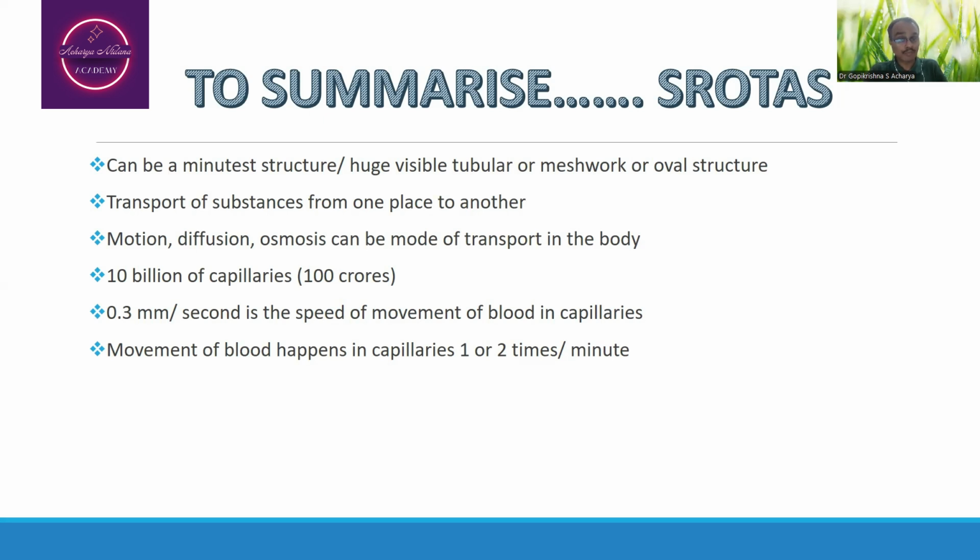So the human body is composed of 10 billion capillaries. 0.3 mm per second is the speed of the movement of blood in the capillaries, and movement of the blood is happening in the capillaries once, twice or 3 times per minute normally.